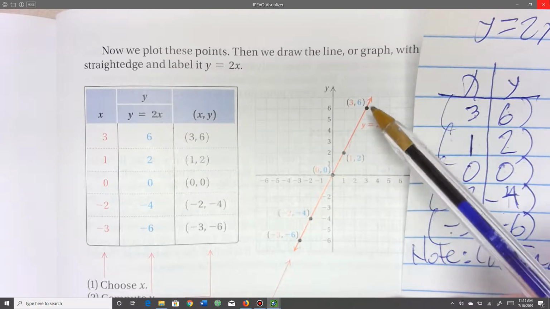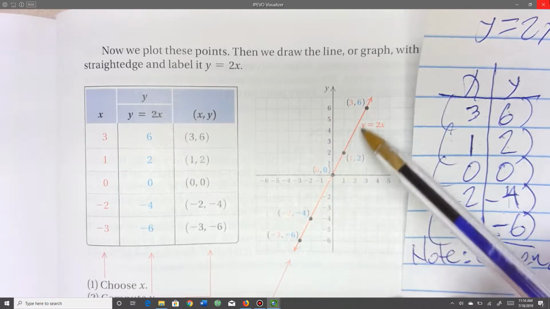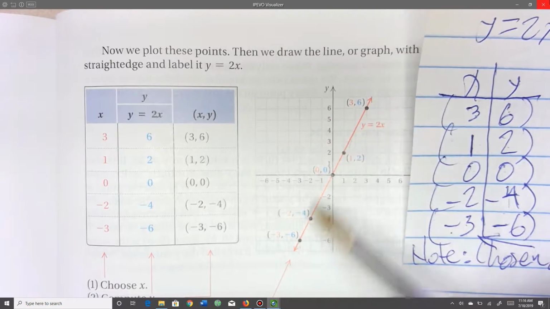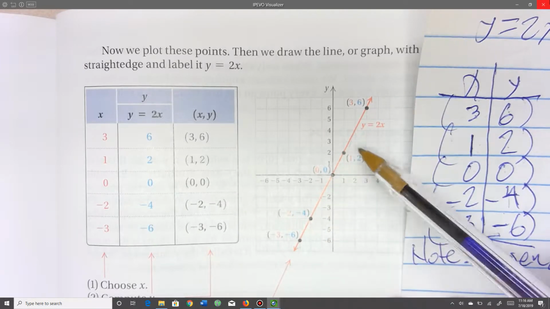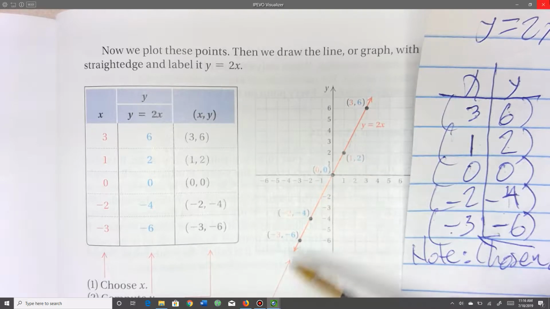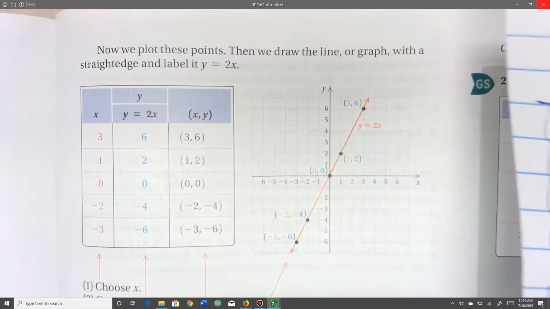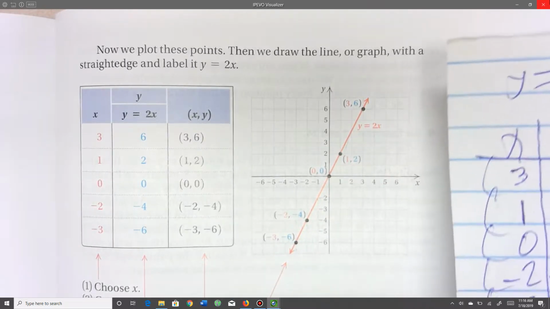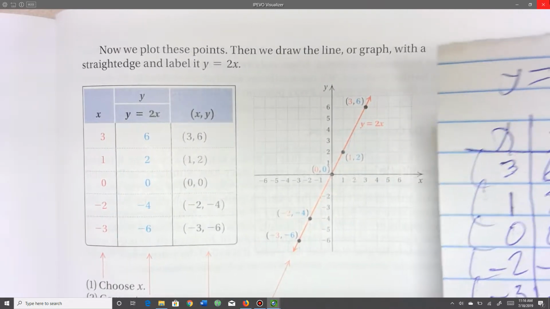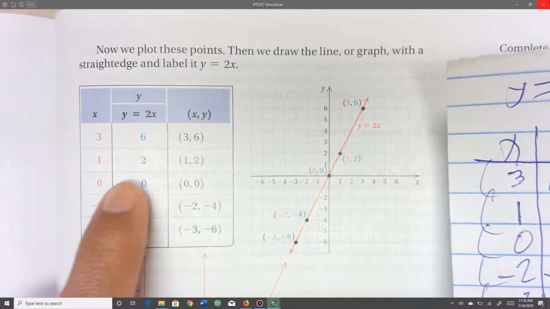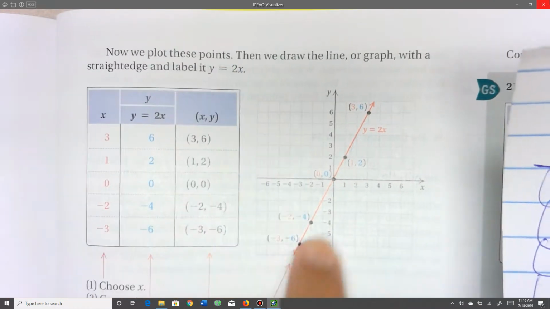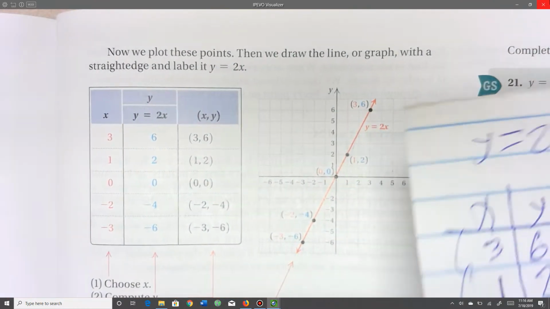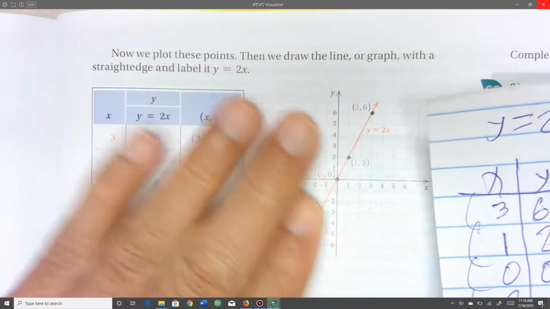So if you bought graphing paper and you were plotting them, you could see that they are all on the same line, a straight line. Oh, and by the way, you may need a ruler too if you don't have one. And that's how you do it. That's how you graph equations on a plane by getting points at random.